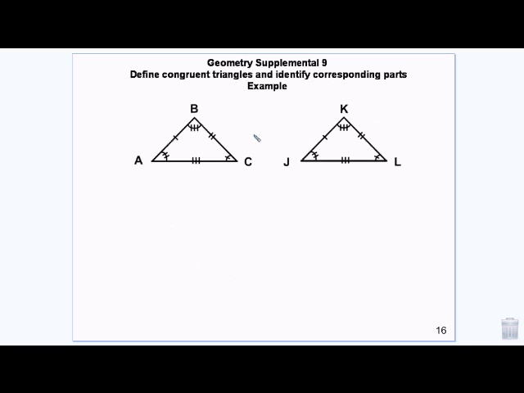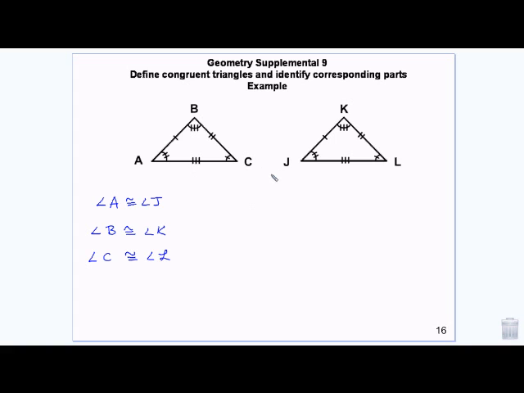All right, so corresponding parts. Corresponding parts are going to be the parts that are equal to each other or congruent. So in this example, I can tell by the tick marks that angle A is congruent to angle J. These are corresponding. Angle B is congruent to angle K, and angle C is congruent to angle L.